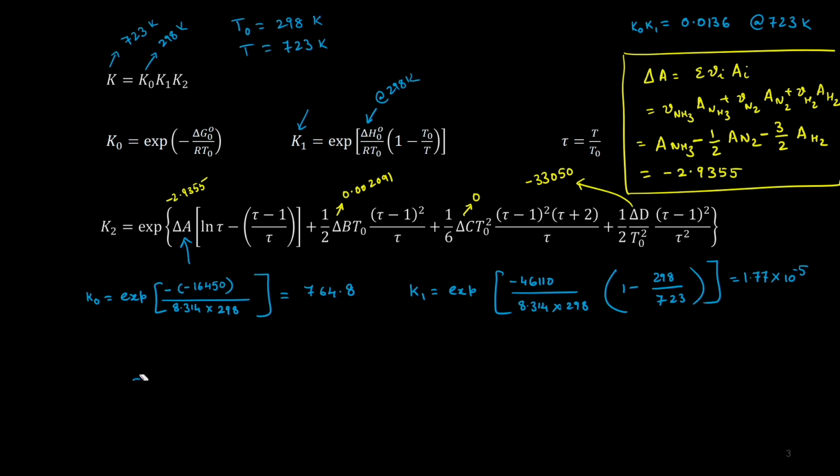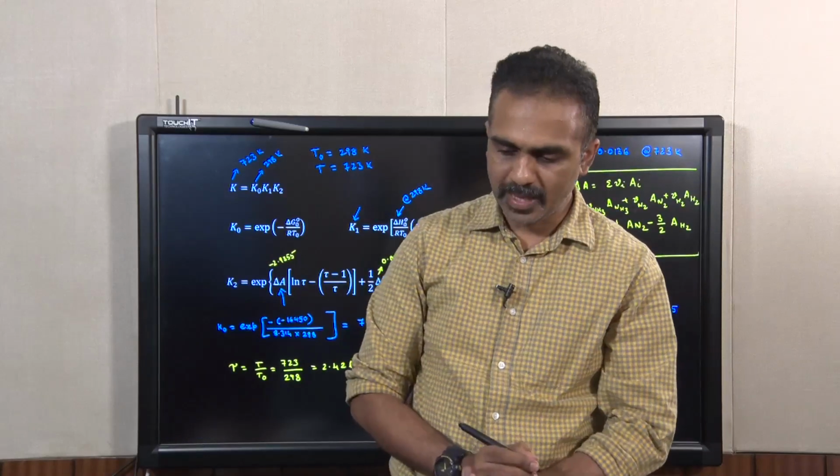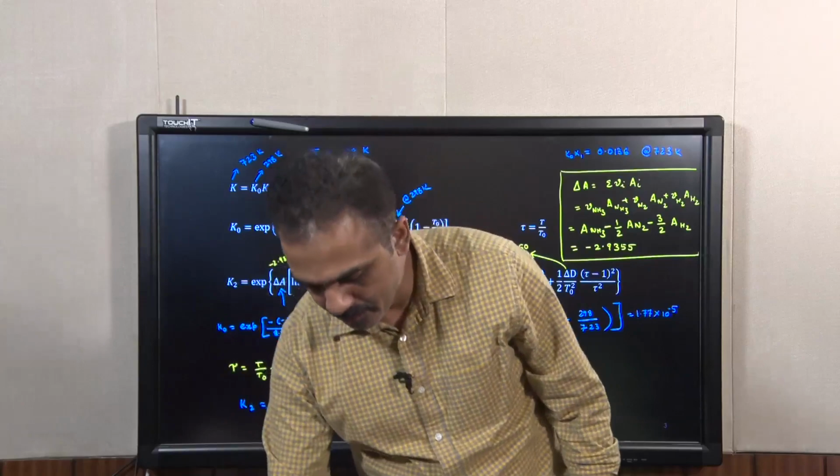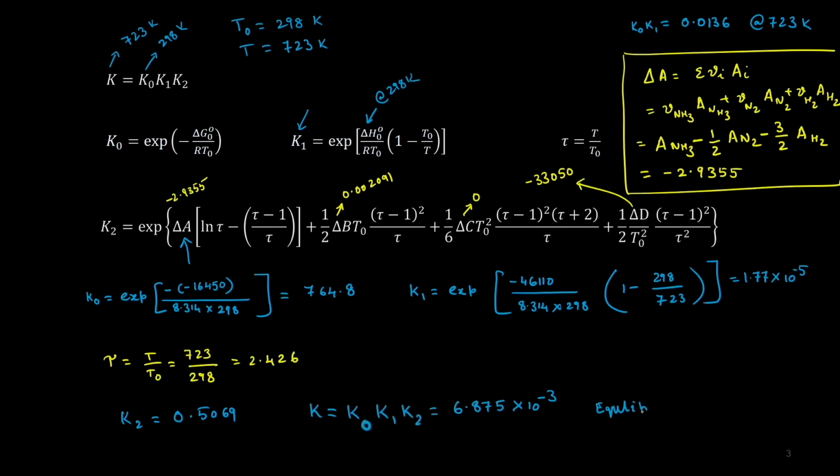We also need to calculate tau, right? So let's write tau down first. Tau is T over T naught, and in this case it is 723 over 298, which turns out to be 2.426. Once I have all of these numbers, I can go back and calculate K2, plug in all the numbers, and it turns out K2 is going to be 0.5069. Once we have this, K, the product, turns out to be 6.875 times 10 to the power negative 3. So this is the equilibrium constant at 723 Kelvin.